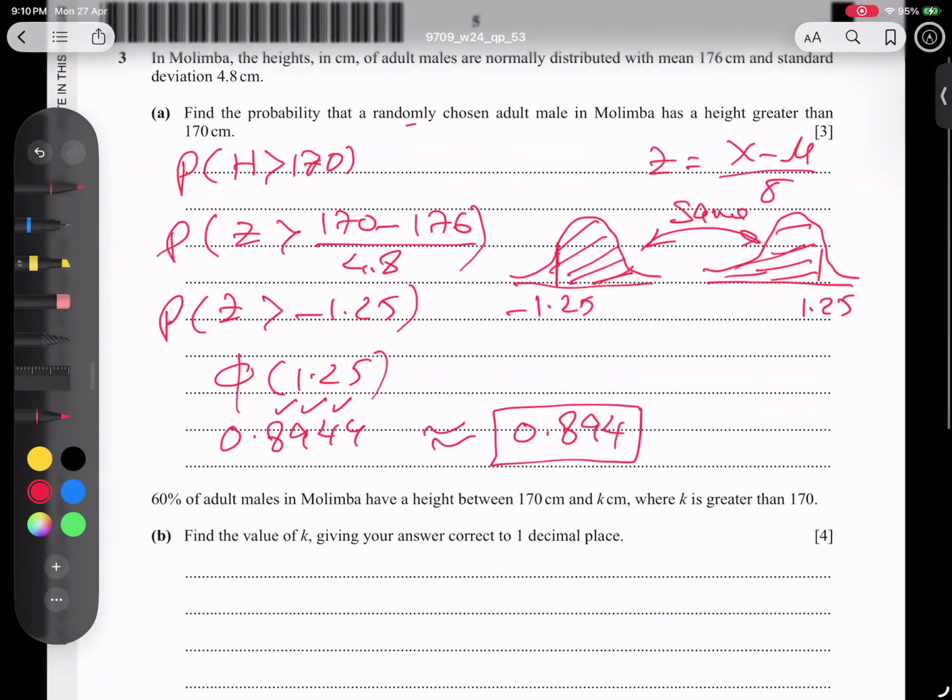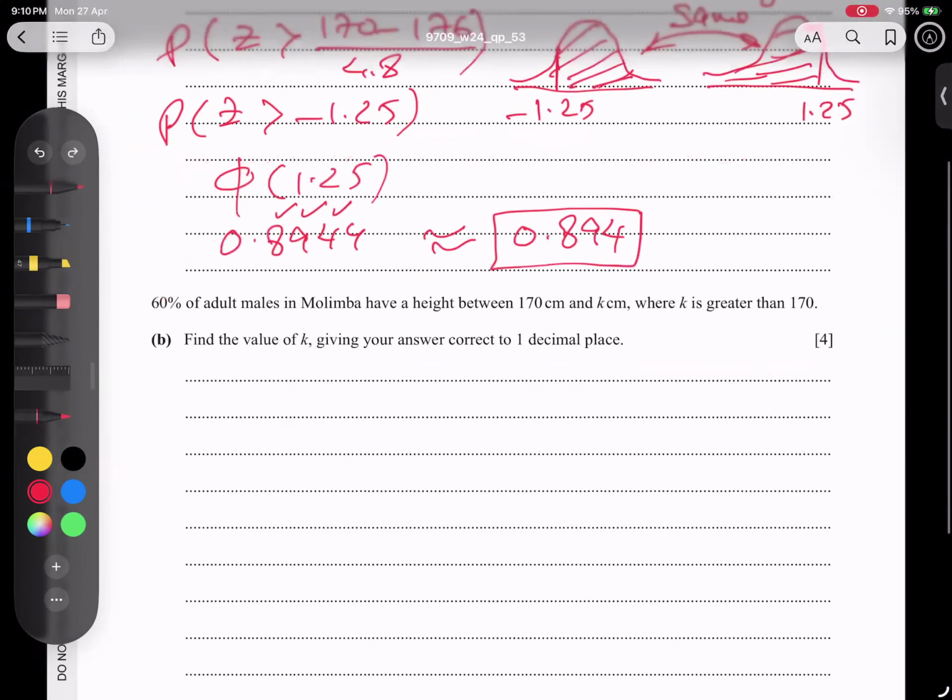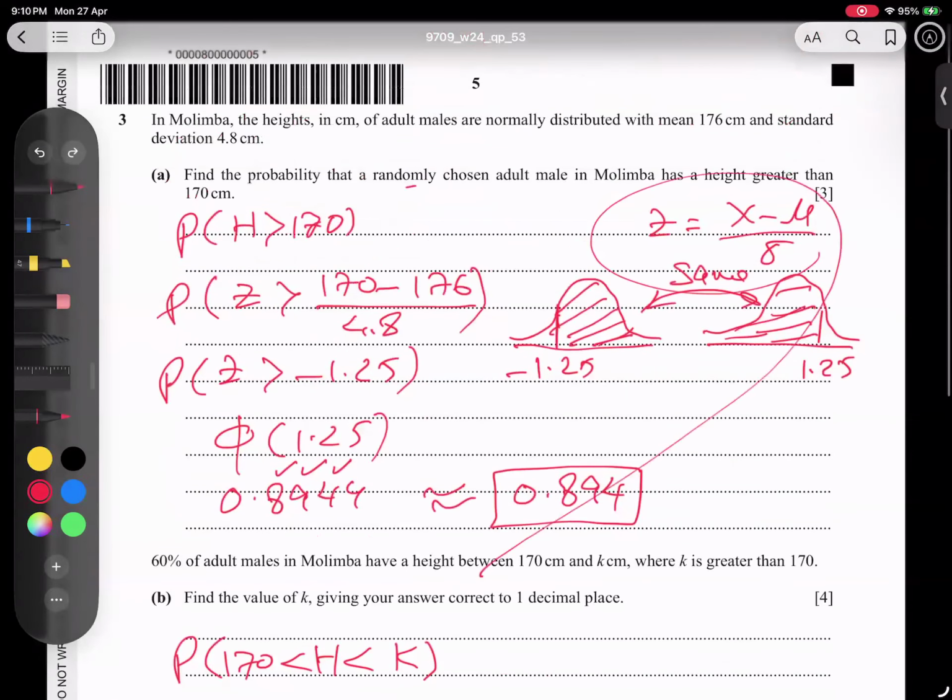And the next part of the question: 60% of adult males have a height between 170 and K. So it means height is less than K and more than 170. And K is greater than 170, very clearly mentioned. And we need to find the K value to 1 decimal place. So same criteria, students, we have the formula on top, the same formula used for both options.